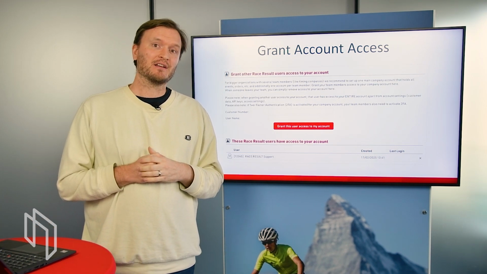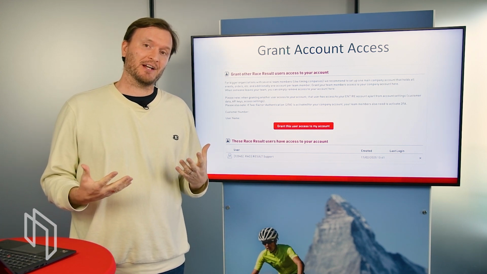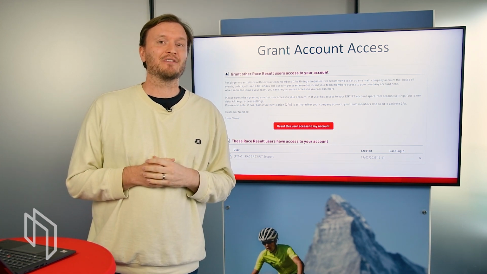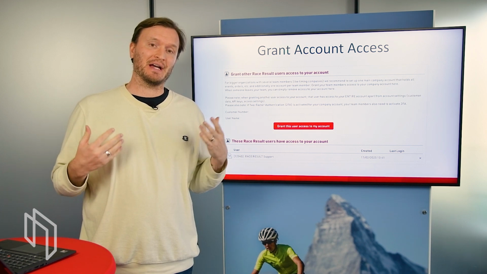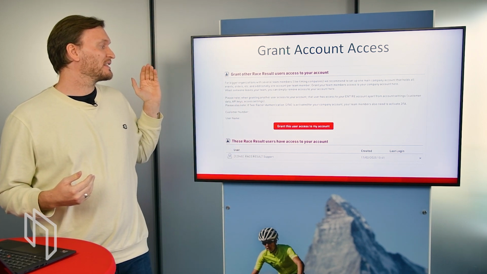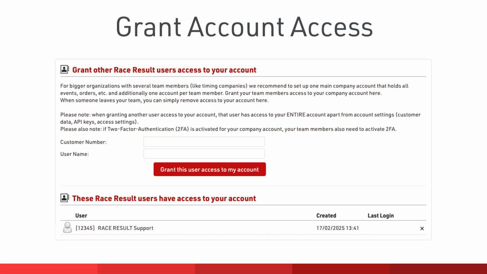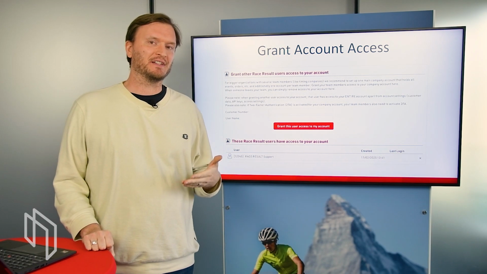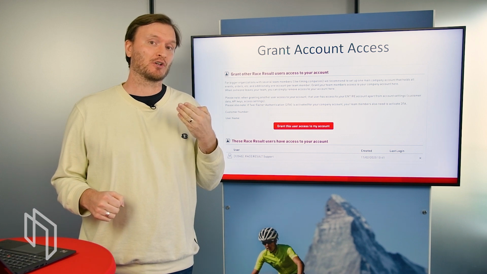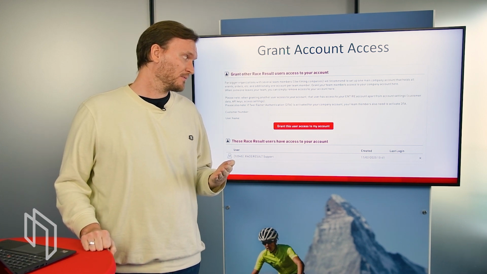To do this, again, log into your customer area on raceresult.com, and there is a section which is now named Account Access. In here, you'll see the ability to grant access to other users to your account. There are some caveats about this that I'll talk about in a moment, but to add access rights to a user, you need both their customer ID and their username. This is a security feature to ensure that it really is the correct account you are giving access to.